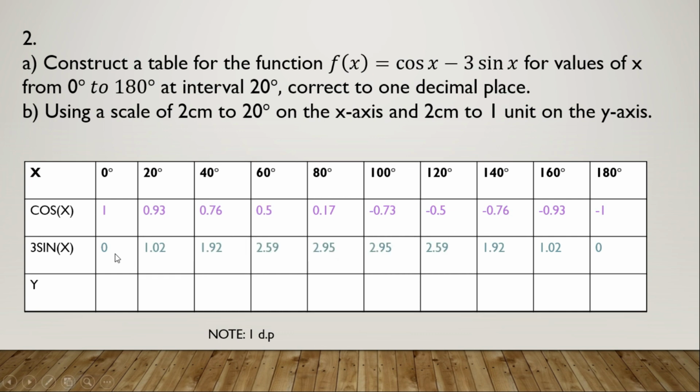Now the y is cos x minus 3 sine x. So we're taking 1 minus 0, 0.93 minus 1.02, and you get the values here.